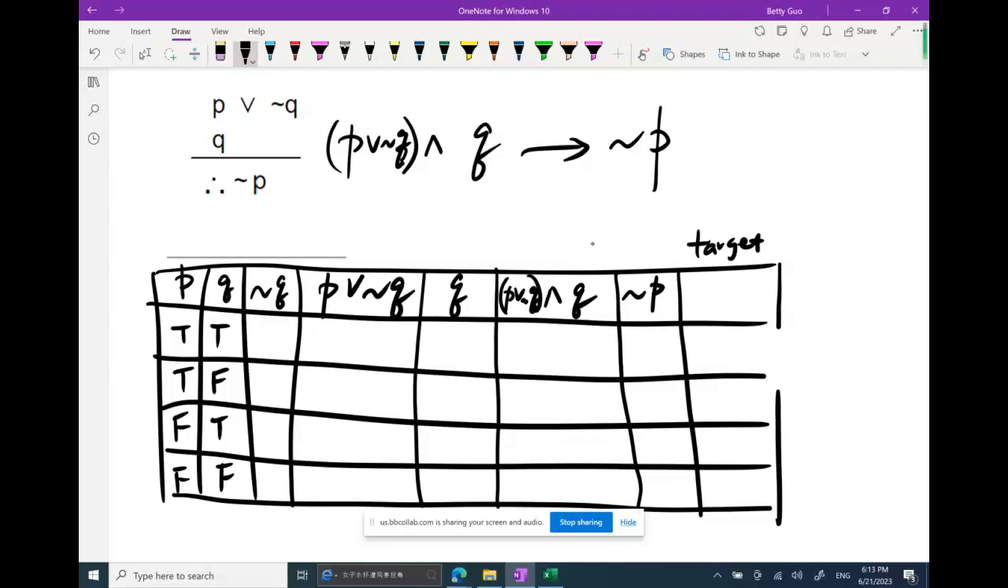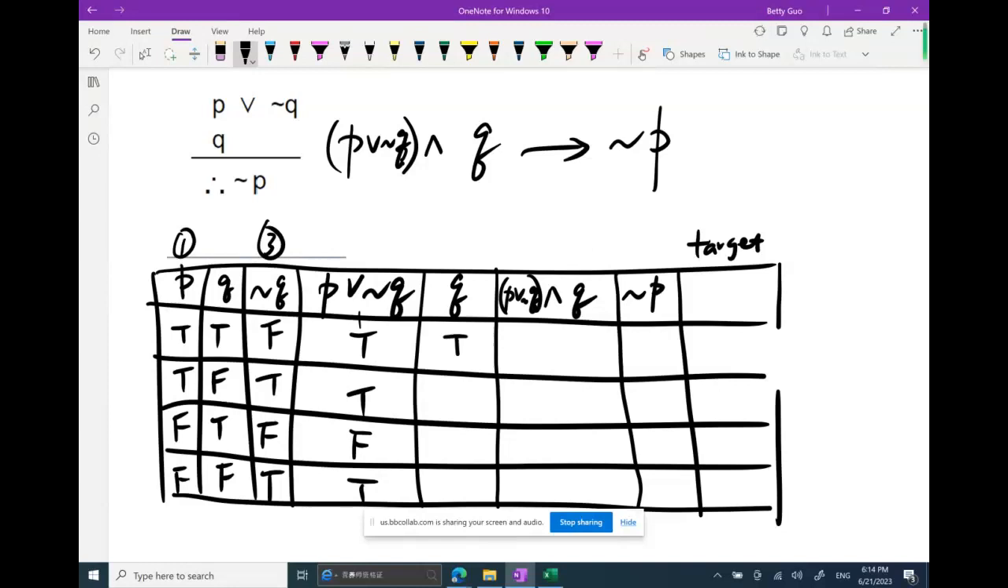All right, let's fill in the blanks. To negate the Q, we have F, T, F, T. P or not Q, so column 1 and column 3. The disjunction of column 1 and column 3. For the disjunction to be false, only one case is false. All others are T. As long as you see one true, that is true. Only in the third case, both of the two components are false, so the disjunction is false as well.